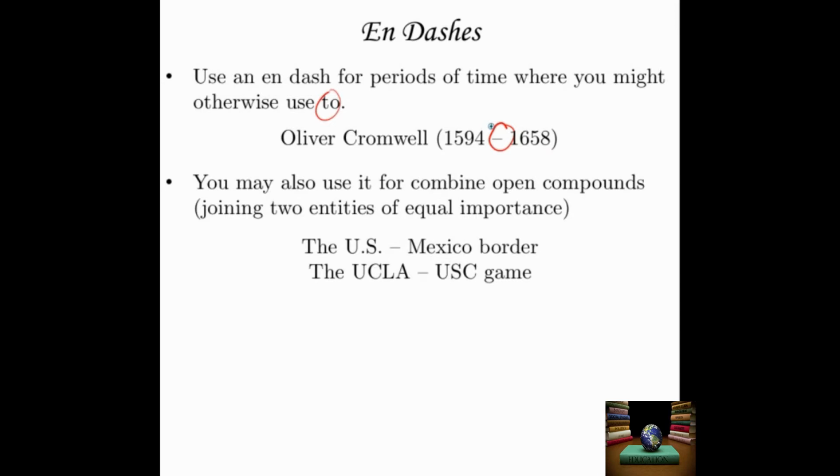You may also use an N dash for combining open compounds, joining 2 entities of equal importance. So if we talk about the US-Mexico border, you use an N dash to join those 2 ideas because the 2 countries are equally important when you're talking about the border. Similarly, if you're talking about the UCLA-USC game, a very contentious football game played in Los Angeles, you put the N dash in the middle to show that you're not taking sides between the 2 teams. They're both equally important to the game.